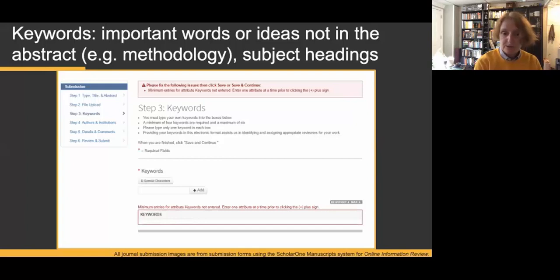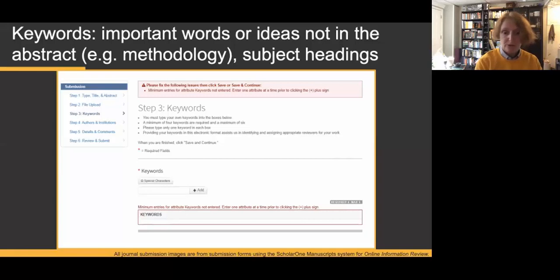And the keywords are going to be what will help someone locate your article if they are looking in a library database, because the library database is pulling information from your title, from your abstract, and from the keywords. So you may want to think about what additional words are not included in your abstract that someone might care about when they're looking for this article.